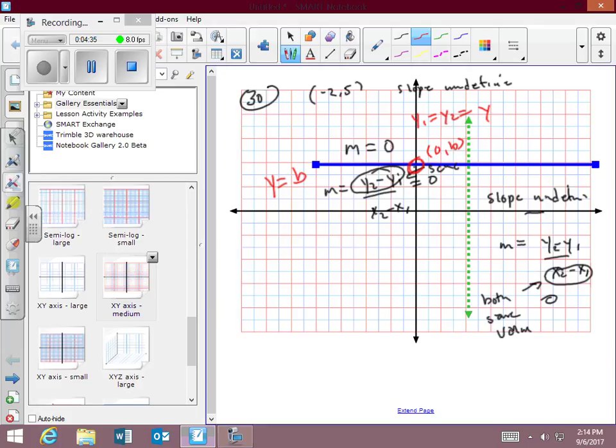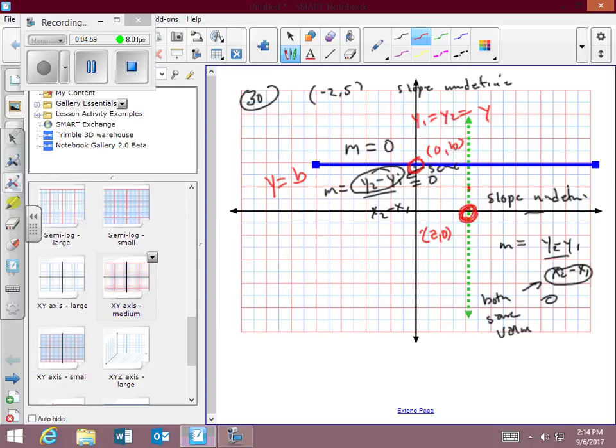On a vertical line, this is the one that tells you the tale. It's going to be (a, 0), and every ordered pair is going to have an x value of a. I'm getting it wrong. It's (a, 0). And every x value is going to be a.